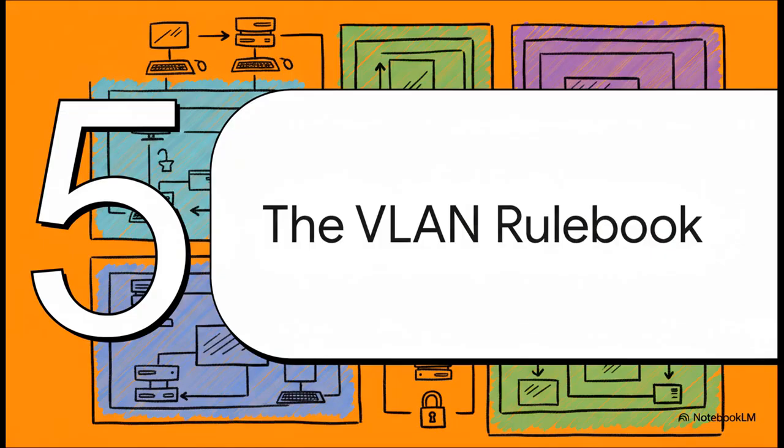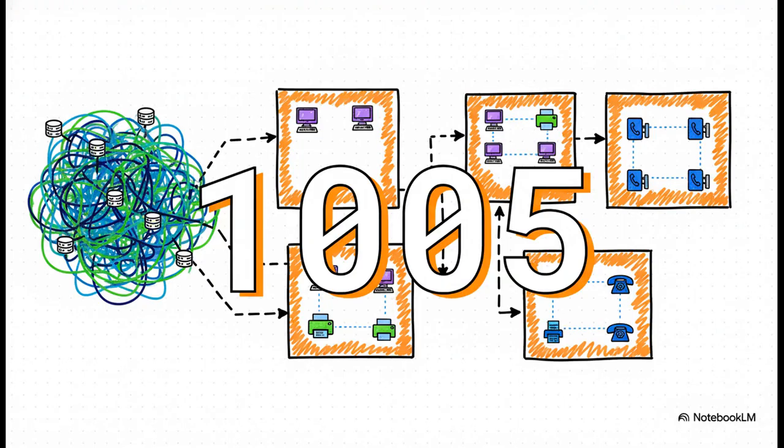All right, finally, let's look at the rulebook, because there are some specific standards for how these VLANs are numbered and managed by all the network hardware. In the VLAN world, you're going to see this number a lot, 1005. And it's actually pretty important. Standard VLANs, which are also called normal range VLANs, can be numbered from 1 all the way up to 1005.